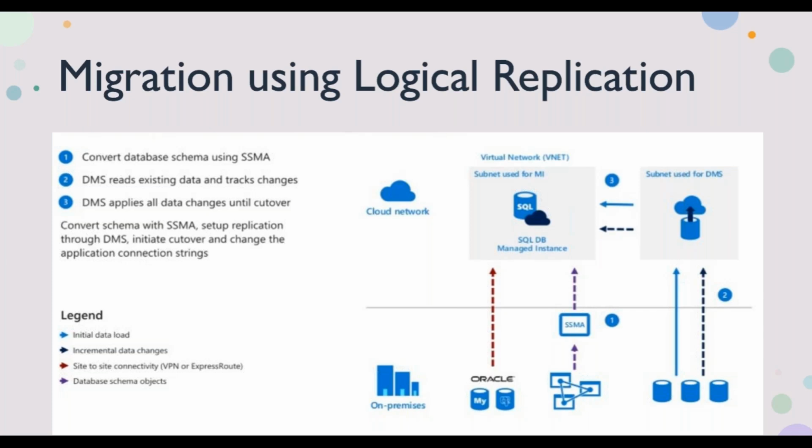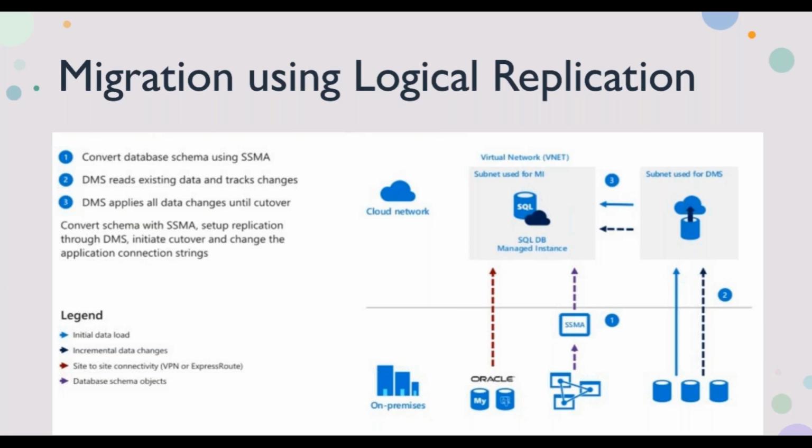Here you can see that we have a cloud network over there, and on-premises over here. In on-premises we have different databases, where we first establish a VPN connectivity so that on-premises and cloud get connected to each other. Then we convert the database schemas using SSMA, and it will migrate my schema objects from on-premises to the cloud.